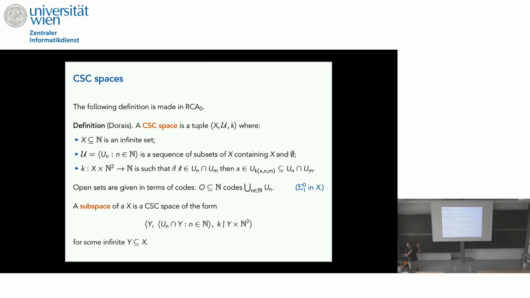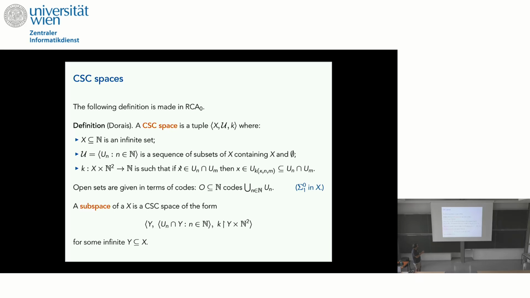This is essentially a way to say, if you have one basic open set and another basic open set, you should know what the intersection of those two basic open sets is. Which means, if I have an index of one basic open set and an index of another, I should know an index of their intersection. So this is a way to get at that.